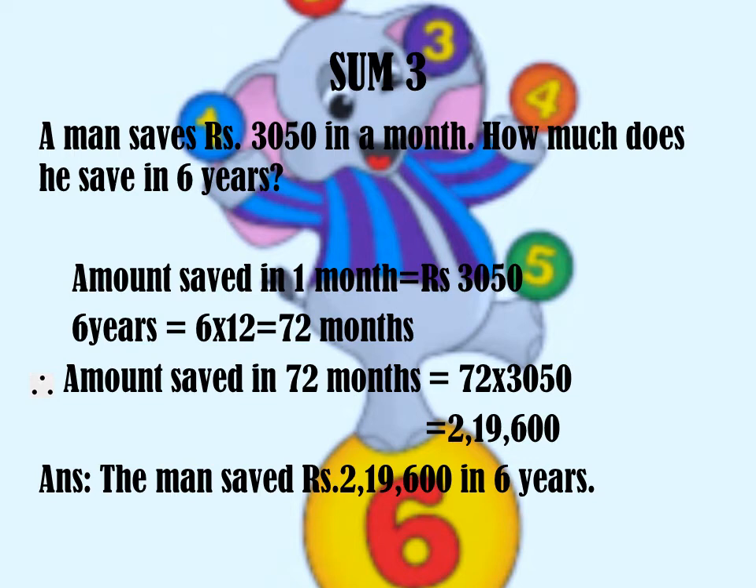Therefore, amount saved in 72 months is equal to 72 into 3,050. And we find out the answer after we do the working in the working area. And at last, we write down the answer statement. The man saved rupees 2,19,600 in 6 years.